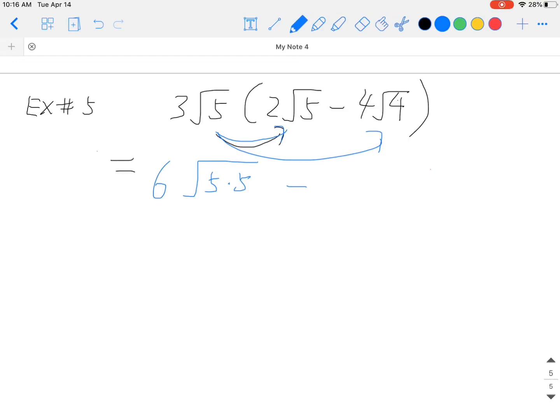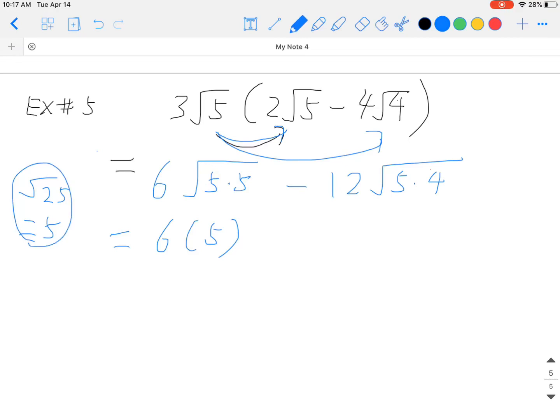And now we distribute 3 radical 5 to 4 radical 4 . Then you have 12, and then the radical will be 5 times 4. So this will be the same as removing the radical: 6 times 5, or 5 times 5 is 25. Radical 25 will be equal to 5. That will be from here. I'm going to erase this.